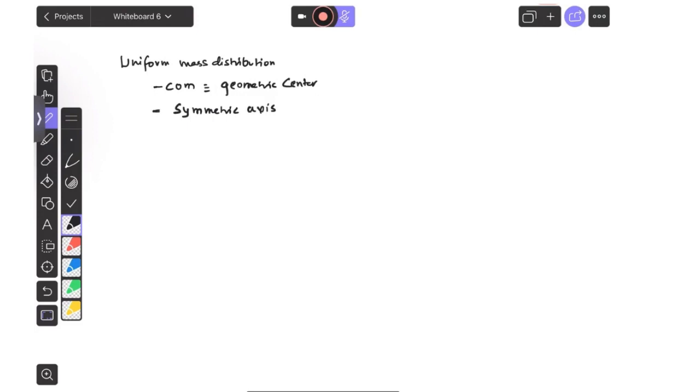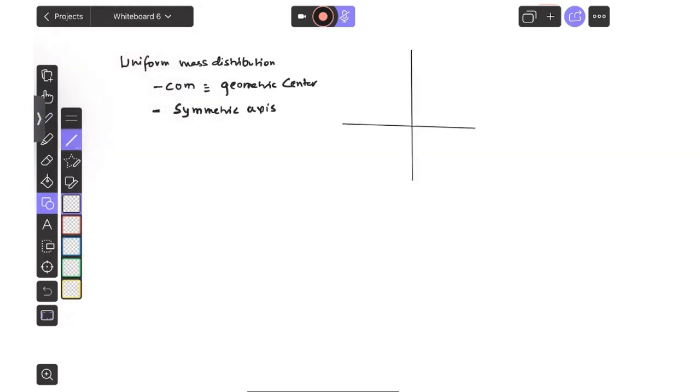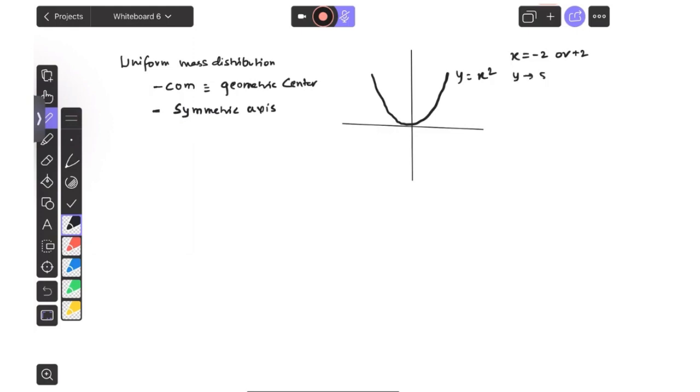And how to check the axis of symmetry? Suppose I give you a curve, maybe one that you know already, the parabola y equals x squared. If I use in place of x either -2 or +2, you see y remains the same. So whenever you replace x with -x and y remains the same, we call it symmetric about the y axis.